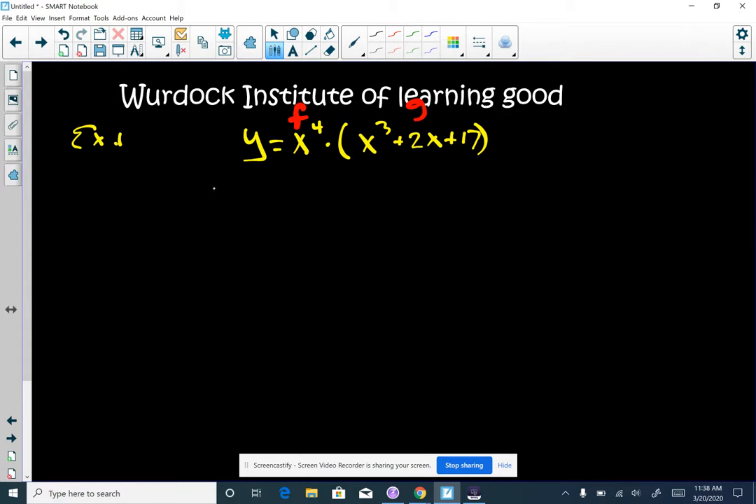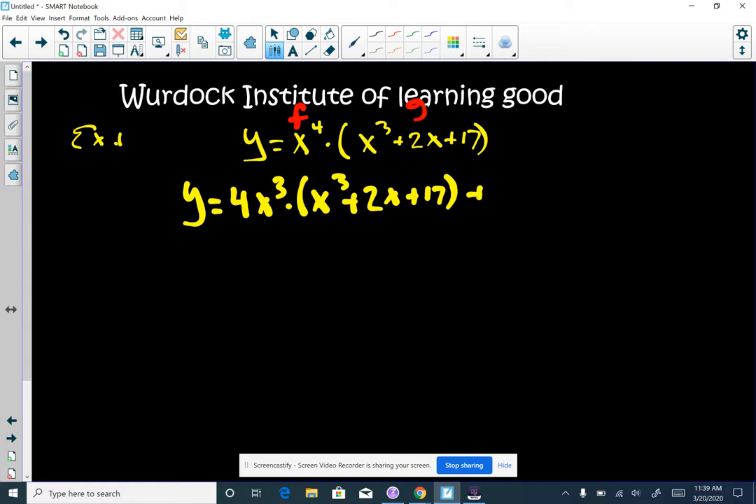When you find the derivative, you do the derivative of the f function, which is 4x cubed, multiplied by the normal g function, just the same way you see it, x cubed plus 2x plus 17. And then add that to the normal f function, which is x to the 4th, and then multiply by the derivative of the g function, 3x squared plus 2x, plus 2, plus 0. The derivative of 17 is 0. So those parentheses were unnecessary.